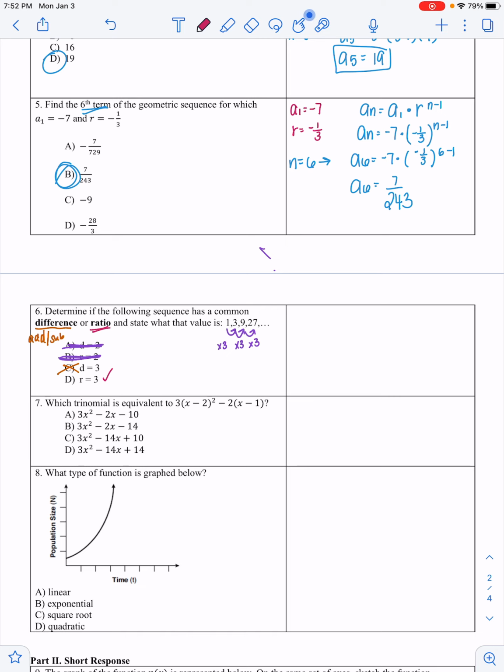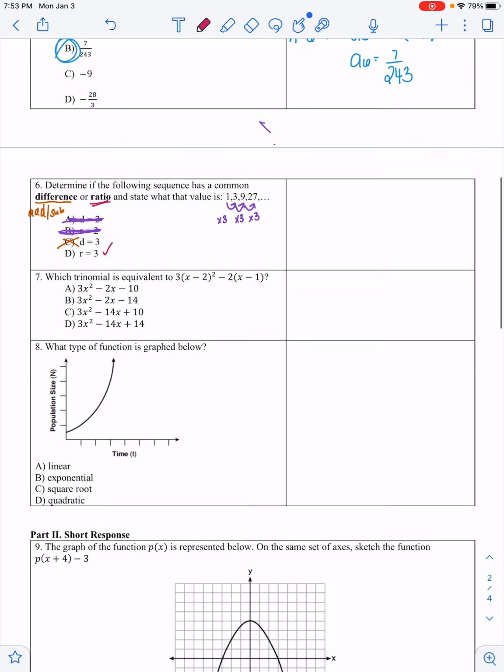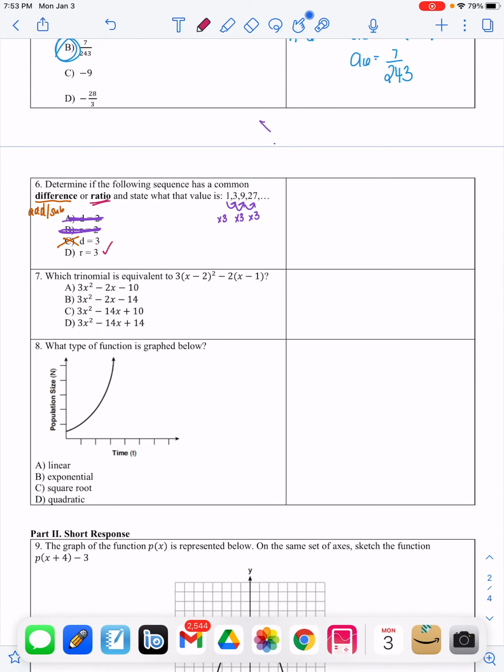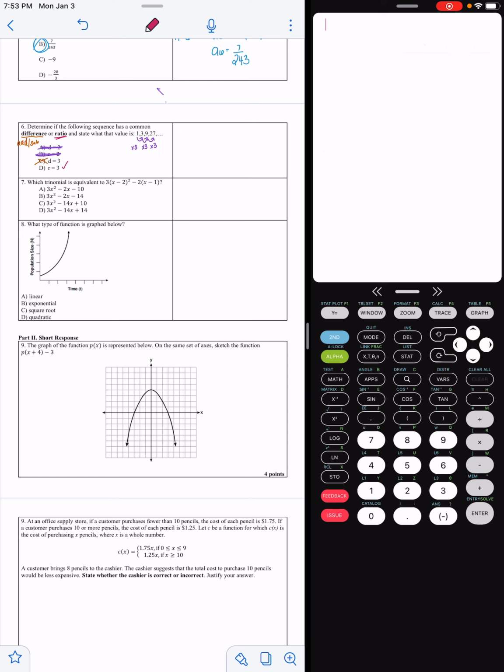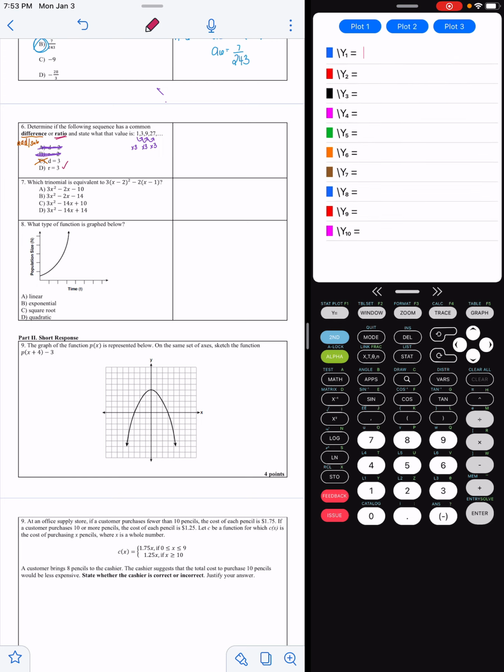Number 7. Which trinomial is equivalent to this? We talked about how to do this in the calculator. Let's go ahead and take out our calculator again. We're going to go to y equals, and we're going to plug in the original equation, the equation in the problem. So 3x minus 2 squared minus 2 parentheses x minus 1.